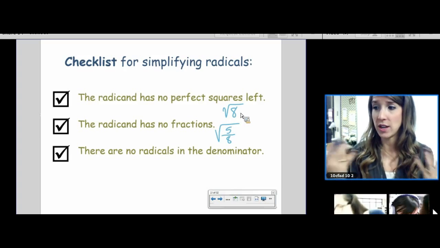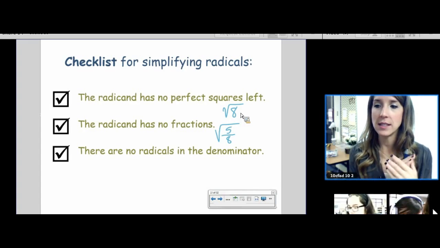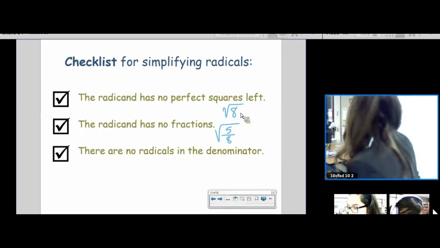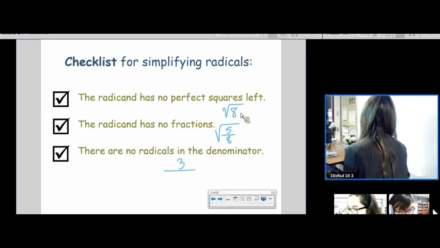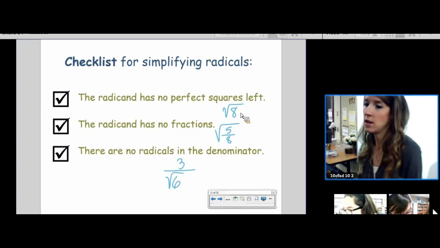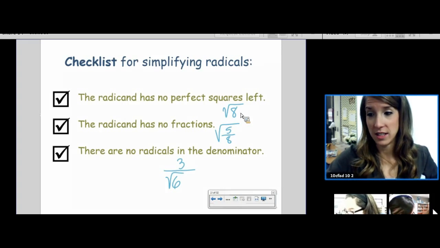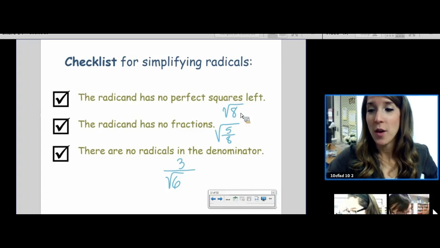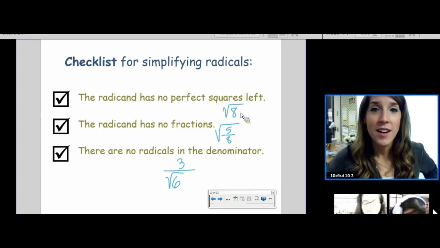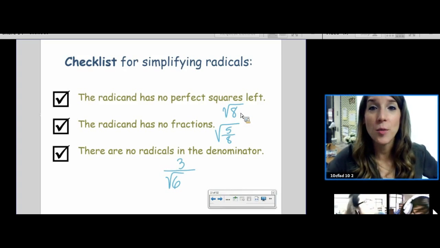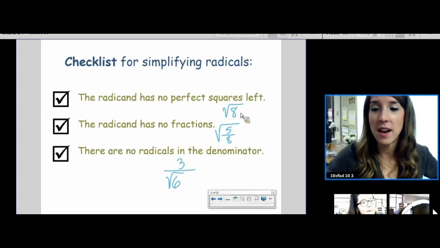Now, if there's a fraction as an answer, that's fine. It just can't be inside the radical. Finally, you are not allowed to have radicals in the denominator. So that last one would disobey the third thing on the checklist. And if you have radicals in the denominator, it means your denominator is irrational. What's the opposite of irrational?